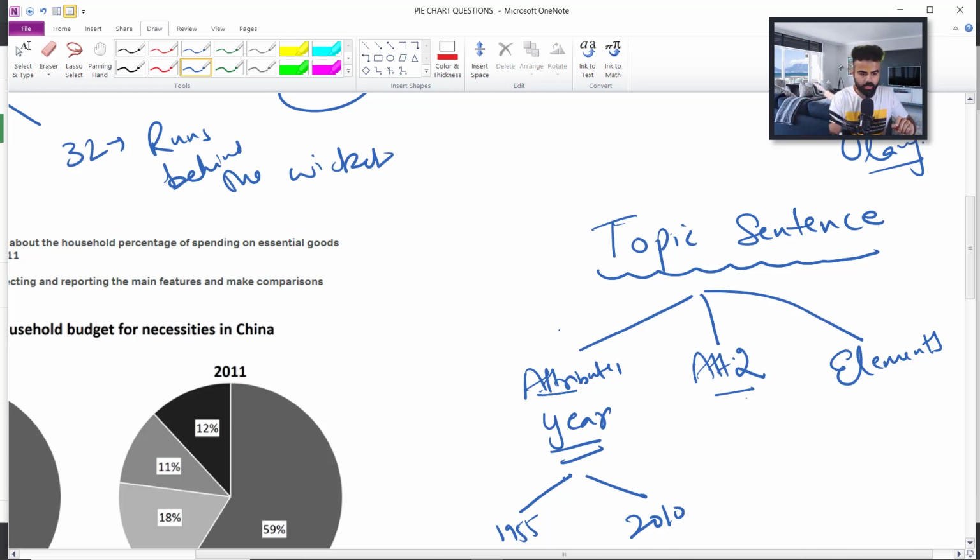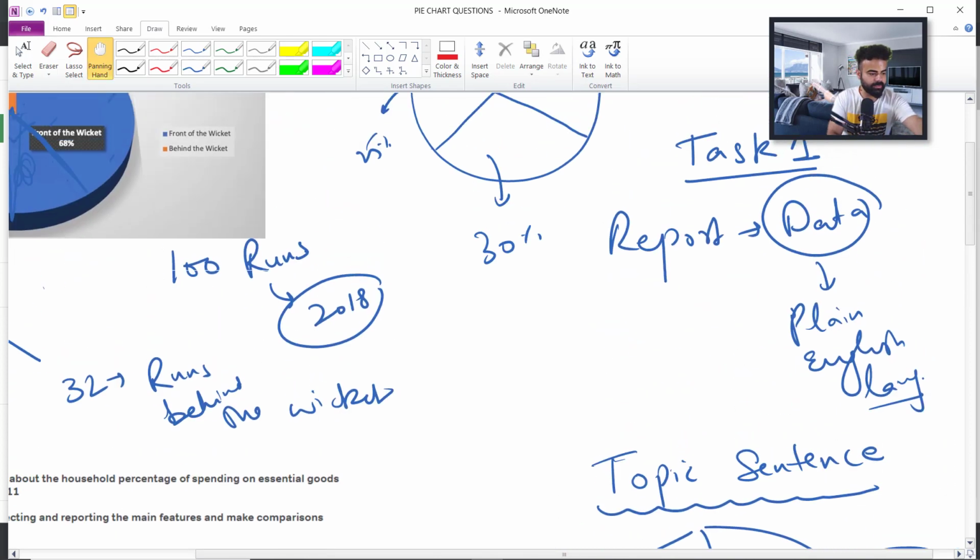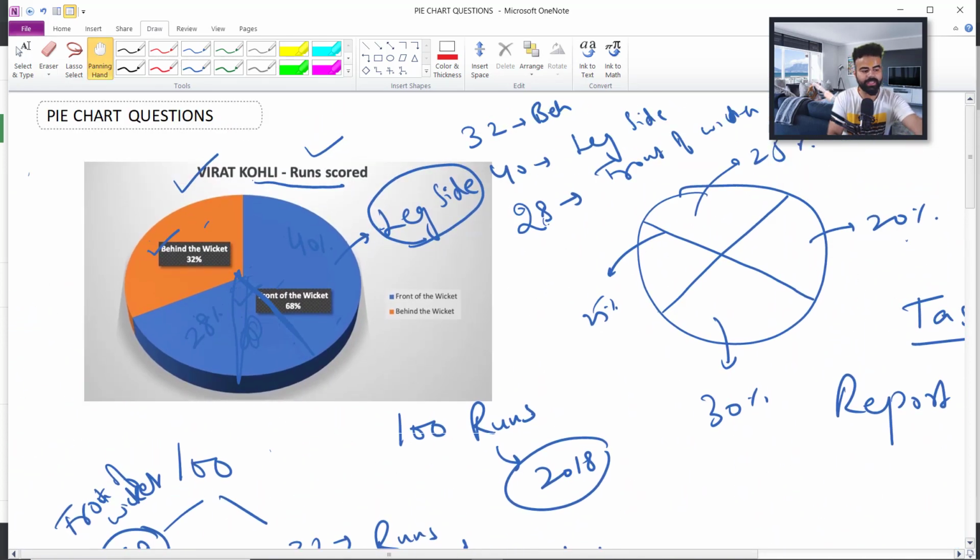Now let's talk about elements. Elements are nothing but the labeled components that are being compared in the chart, or items labeled for each sector. As you can see in this example, we have behind the wicket, front of the wicket. These are your elements, right? Here we do not have any attribute, we have only a single pie chart, and it's a very rare case you will get a single pie chart, you will get at least 2 pie charts. In this case there's no attribute.